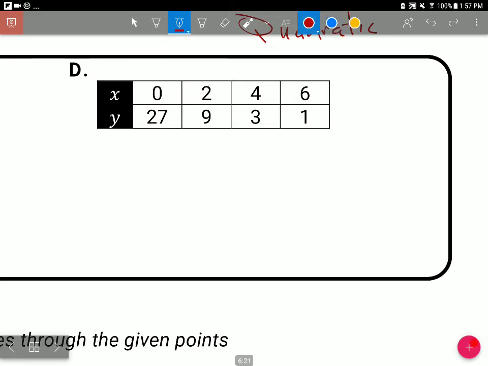All right, which is it? Linear, quadratic, or exponential? Exponential. Exponential, good. What's the difference each time? Multiply by 3. We're multiplying by 3? So 27 times 3 is 9? We're dividing by 3. We're actually multiplying by a third, technically. So it's exponential. I did it backwards.